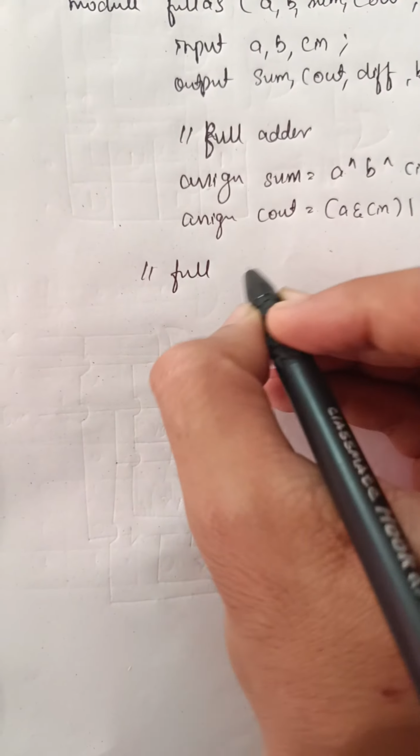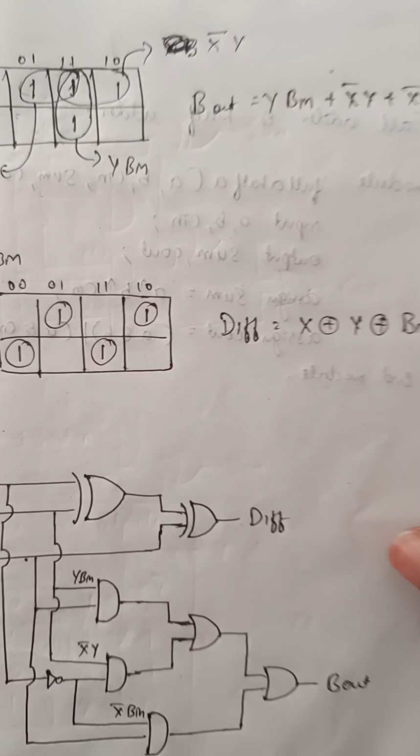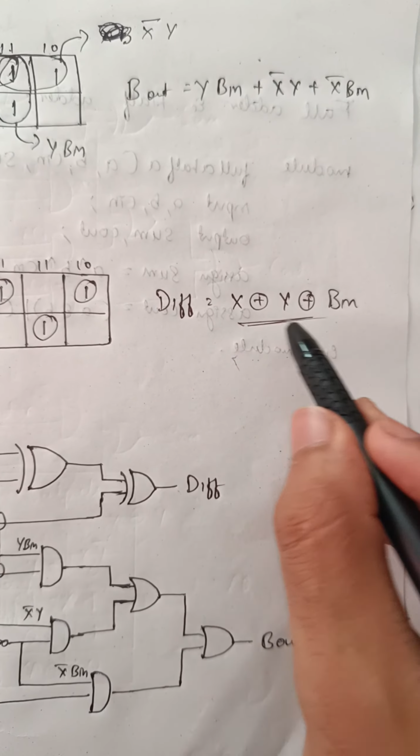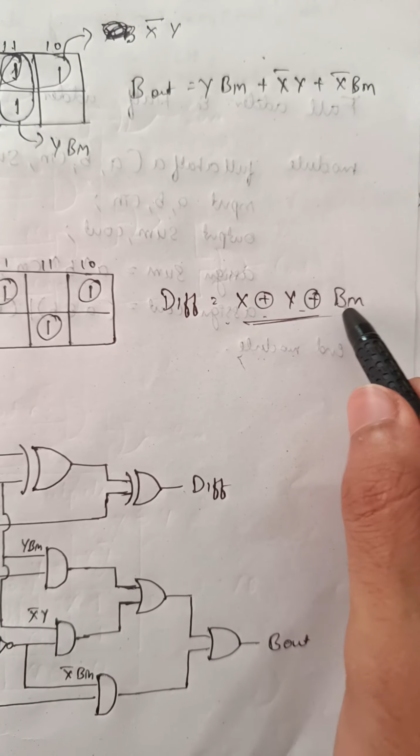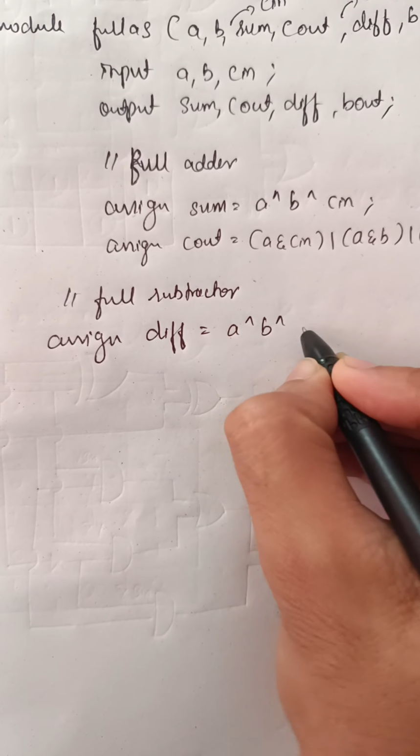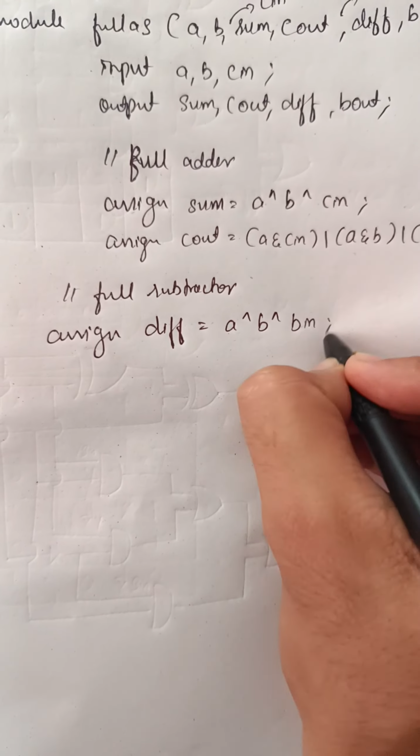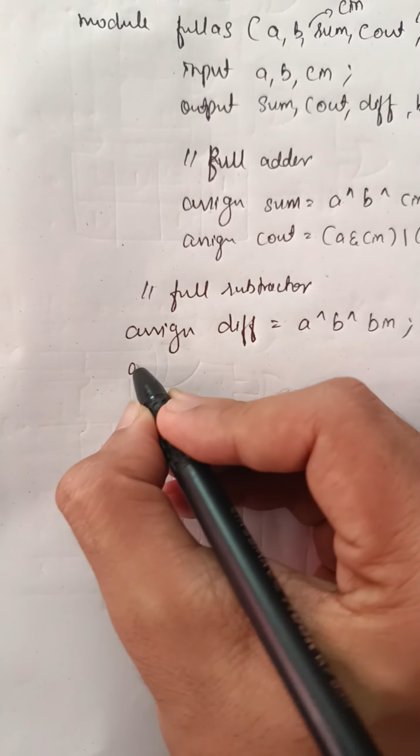Assigning difference is equal to, what will be the difference? The difference is X XOR Y XOR B in. That is A XOR B XOR B in. That will be written here as A XOR B XOR B in.